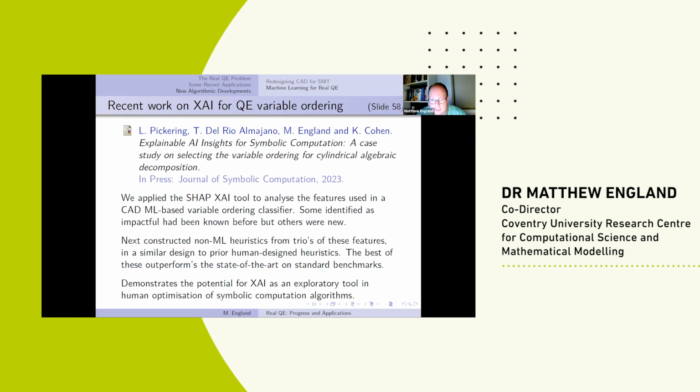And so we have a paper that was just accepted this week, looking at the use of explainable AI to produce information to guide non-AI based reasoning. And so again, we looked at this cylindrical algebraic decomposition problem and the variable ordering, and the features that the SHAP AI tool identified as the most impactful of all the tons of features we were making use of. We then took those and used them to make a simple if statement, human level heuristic, which dramatically outperformed the existing ones for the problem. So it kind of demonstrates the potential of explainable AI as an exploratory tool for subsequent human optimization of algorithms if we don't want to fully hand over the keys to the AI in the future.